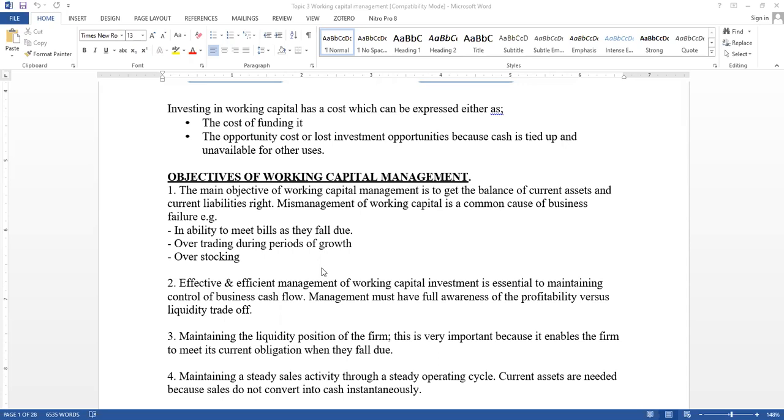So we are saying that mismanagement of working capital is a common cause of business failure. And this is very, very key. If you fail to manage your working capital, then automatically, however profitable the business is, you can't survive. Because that means that you will fail to pay your bills.